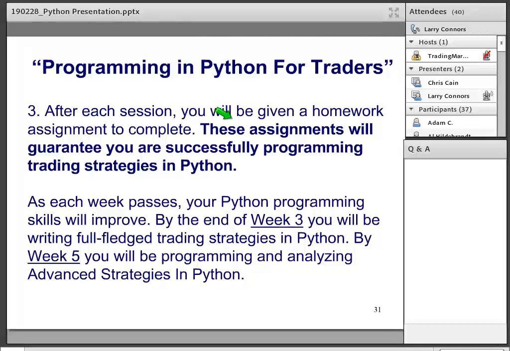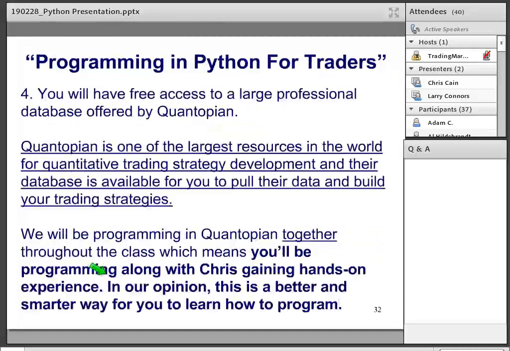Number 3, after each session, you're going to be given a homework assignment to complete, and these assignments will guarantee that you're successfully programming and trading strategies in Python. So what's going to happen is as each week passes, your Python programming skills will improve. And as we just saw, by the end of week 3, you'll be writing full-fledged trading strategies in Python. And by week 5, you'll be programming and analyzing advanced strategies in Python.